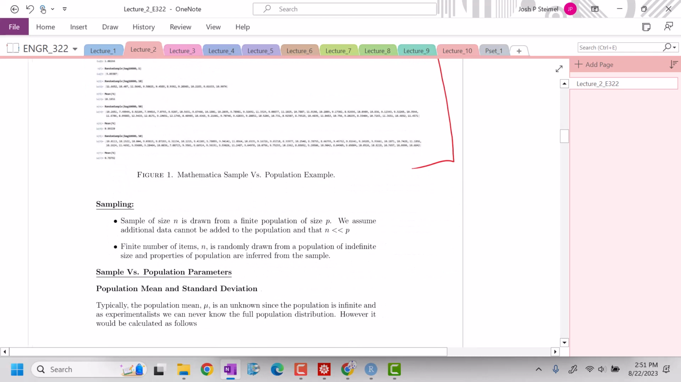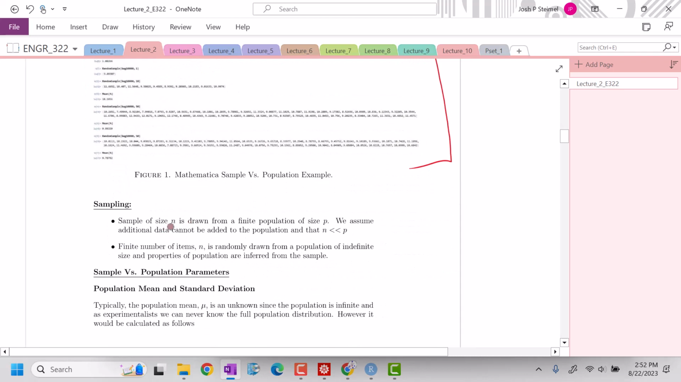So when we talk about sampling, the sample size is always going to be much less than the population. We say a large sample if n is greater than or equal to 30. If n is less than 30, we call that a small sample size. And there are going to be different tools that we use for these large and small sample sizes. So that's going to come.